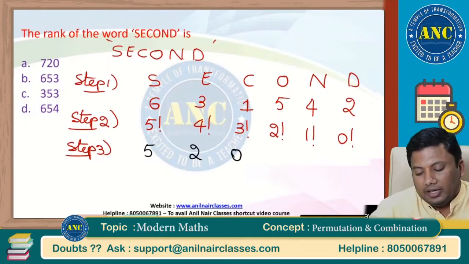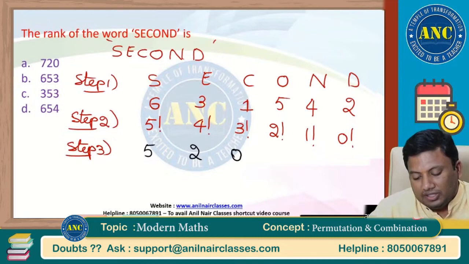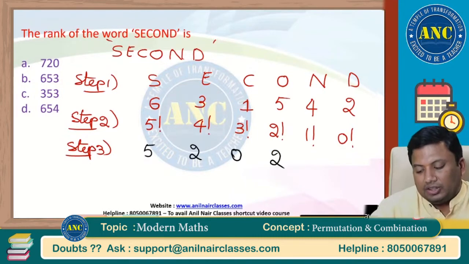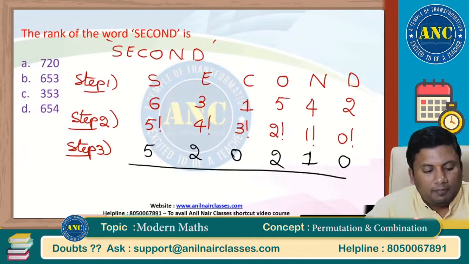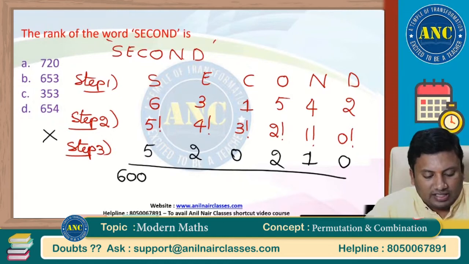How many numbers are to the right side which are less than 5? Which are nothing but 2. Which is nothing but 1. This is nothing but 0. Then multiply 120 into 5, which is 600.